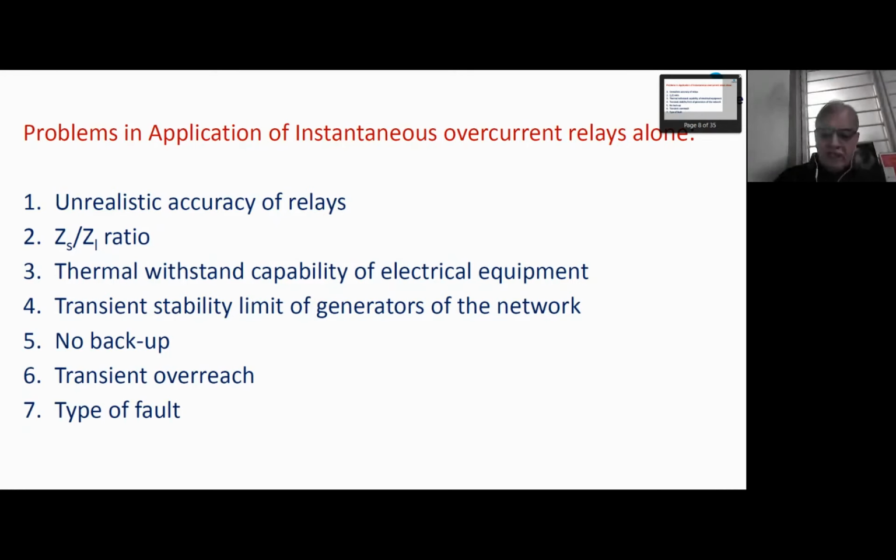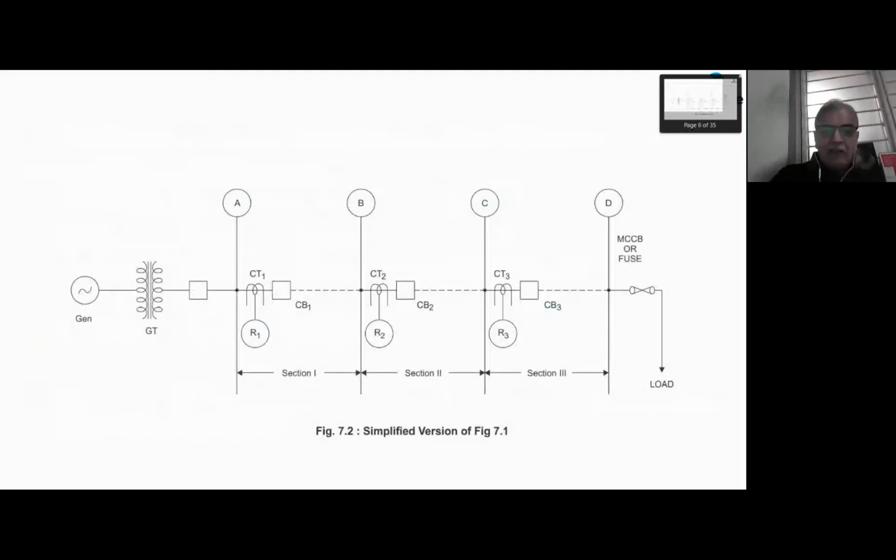So what does that mean? That if this relay R1 is set to reach up to B, that is set to reach up to 100 kilometer length, it may make a mistake of 10% or 5%. That means relay may operate for 110 kilometer. So that is wrong, because 110 kilometers is beyond B, for which R2 will also operate, R1 will also operate. That is not good, because from B, it is not only one line which is there. There are many lines which are not shown. So all lines will unnecessarily go to dark.